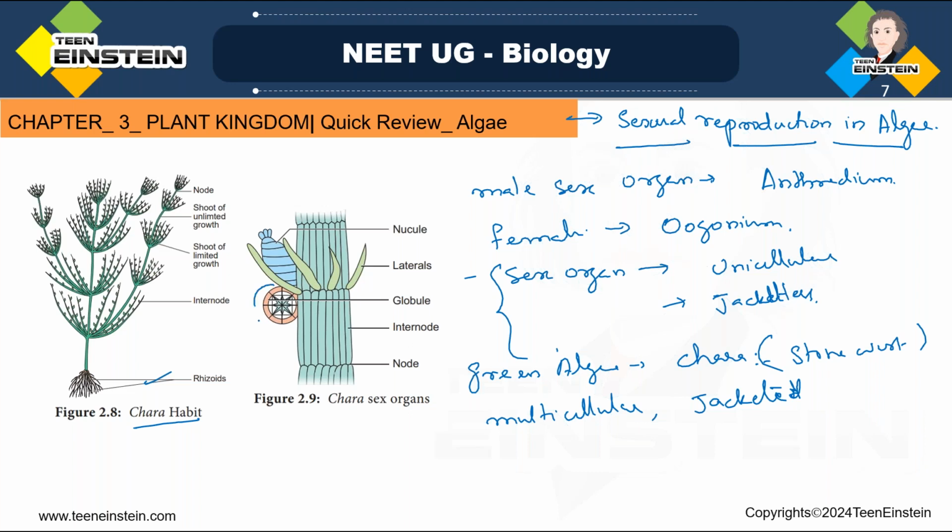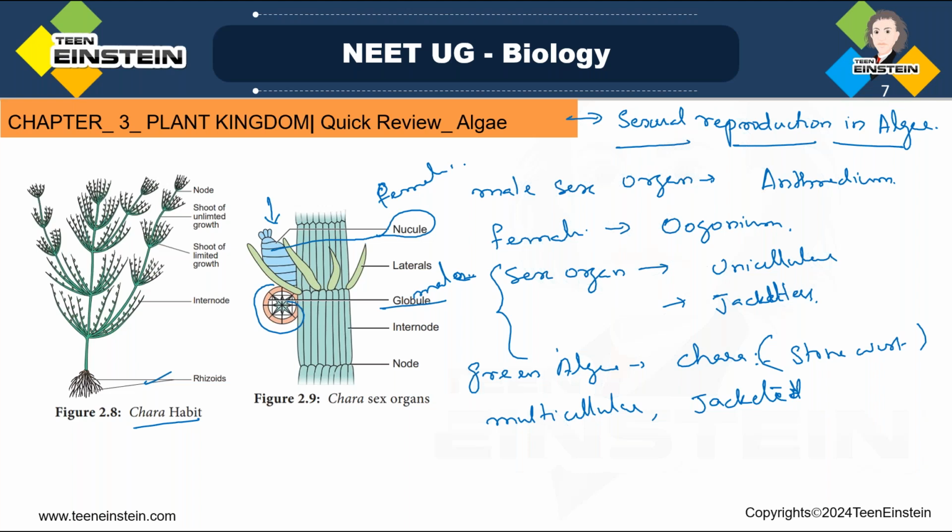In Chara, the male sex organ is called globule. Here this is the globule, the male sex organ of Chara. The female one is called nucule. Here this is the female one, nucule. The male one is called globule and the female one is called nucule.